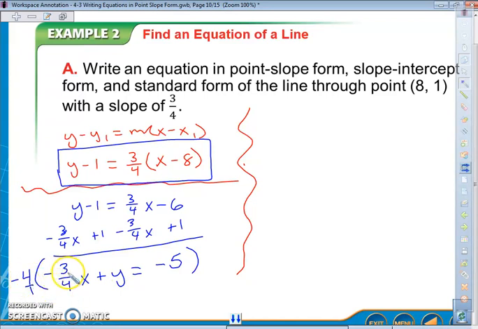So 4 times 3 is 12. 12x minus 4y equals 20. That right there is in standard form. You know what? I said 12x. It should be 3x right there, because 4 times 3 is 12, and 12 divided by 4 is 3. So 3x minus 4y equals 20. That is my standard form equation.